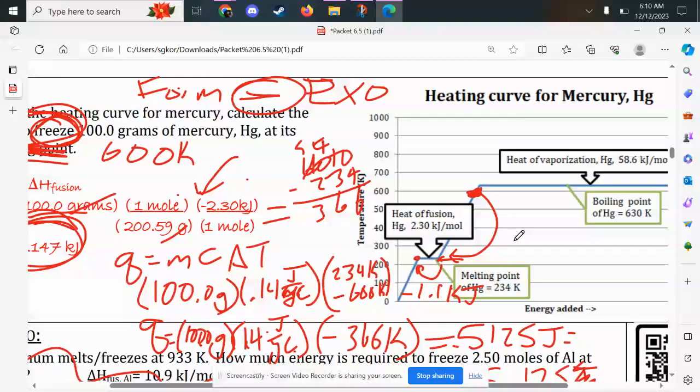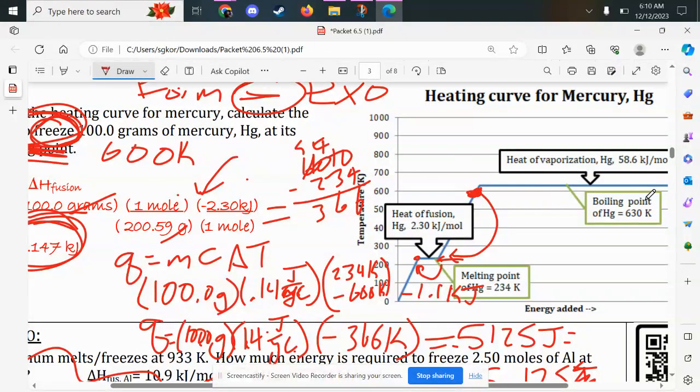Okay. So sometimes you will get these as a two-step problem, but all you have to do is have the data you need. So when it's heating or cooling, it is the specific heat. When it is melting or evaporating or doing a change in state, it is the heat of fusion or the heat of vaporization.